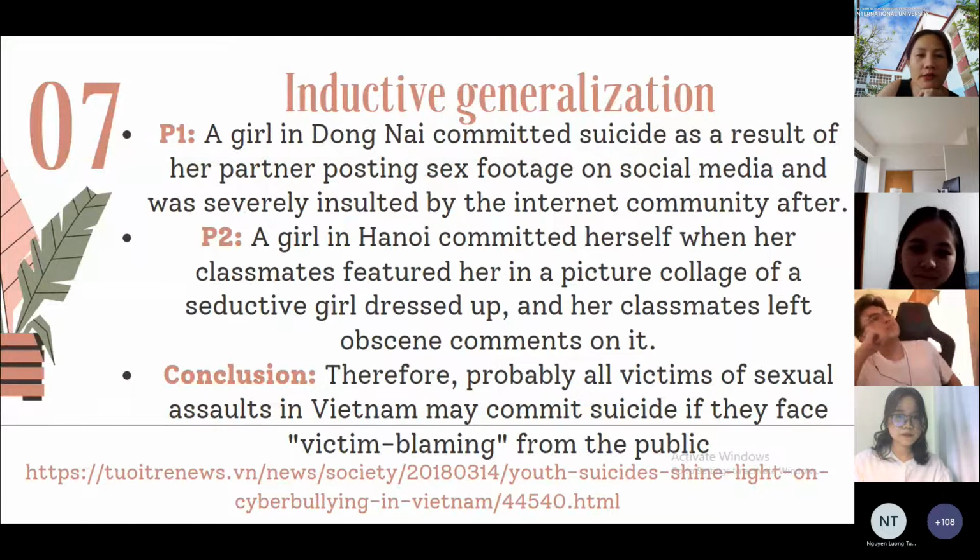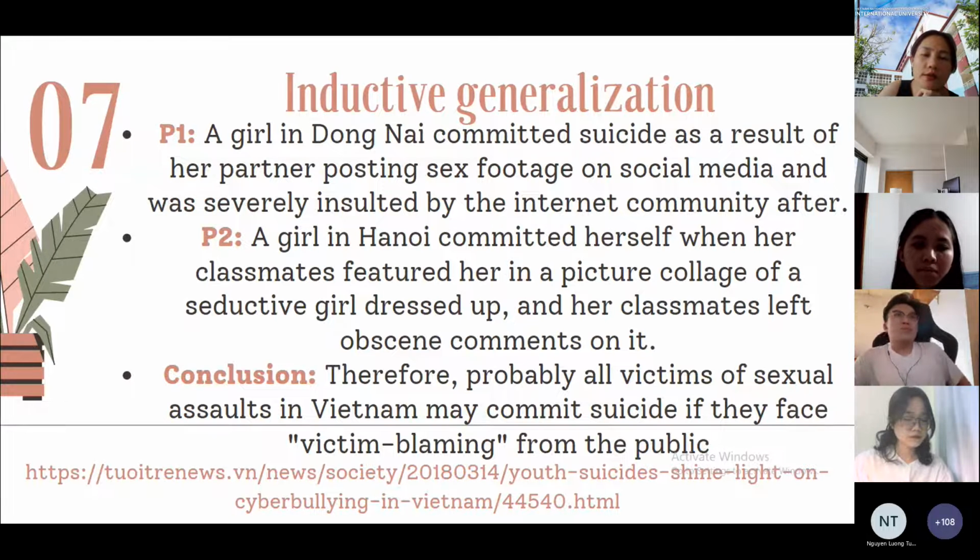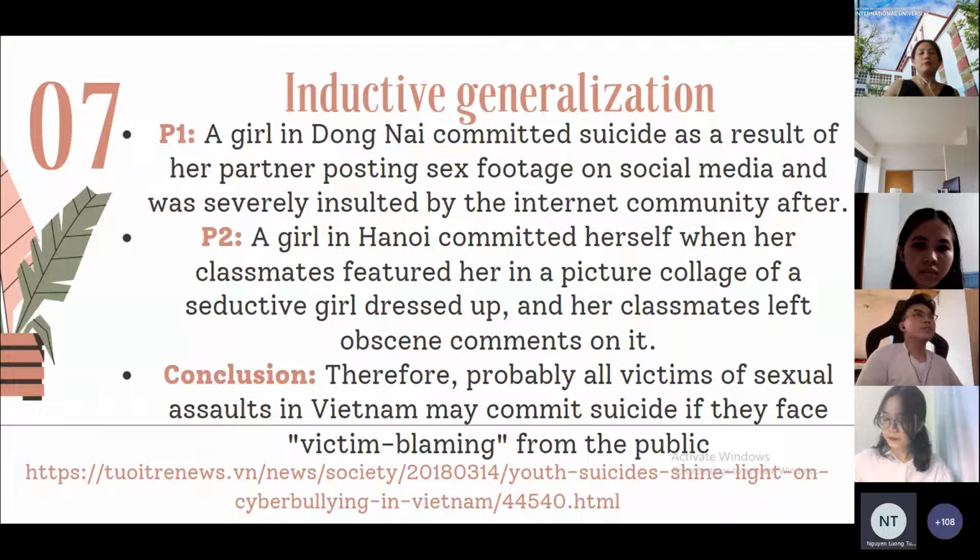We learned already, right? In chapter 11, we need to somehow improve the argument to make it a better one. So in this case, yeah, it is in the right format of inductive generalization, but it is not a good argument because you only based on the two victims, the two girls here, and you make a conclusion for all victims. So the sample is too small compared to the population as a whole. What do you think?